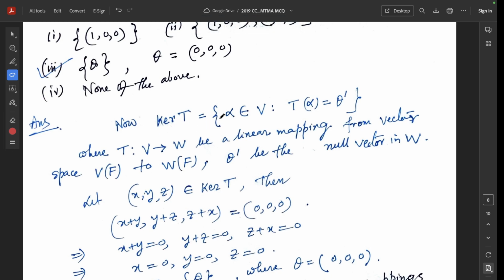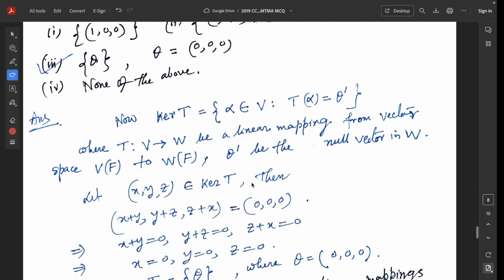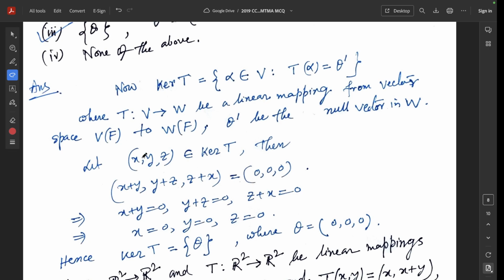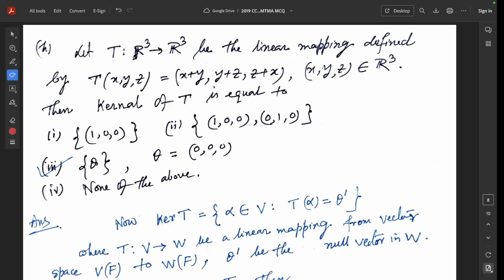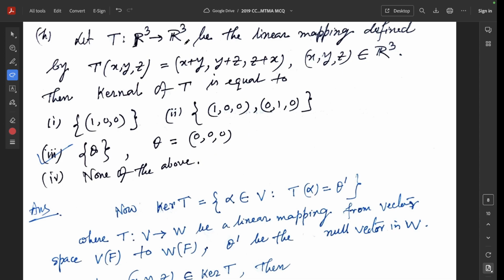Now, kernel of T is the set of alpha belongs to V where T alpha equals theta dash, where T maps from V to W, a linear mapping from the vector space V(F) to W(F), and theta dash is the null vector in W. Let (x, y, z) belong to kernel of T. Then (x + y, y + z, z + x) equals (0, 0, 0), because here V is R3 and W is also R3. So this (0, 0, 0) is the null vector in R3.